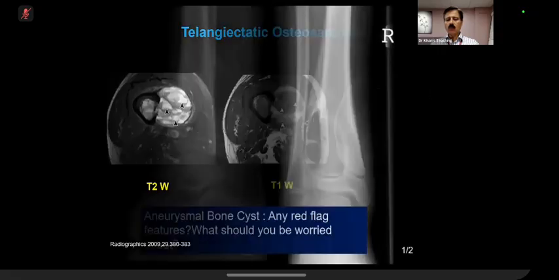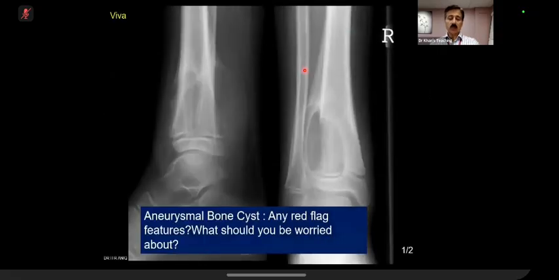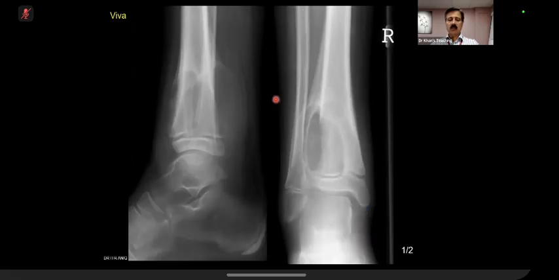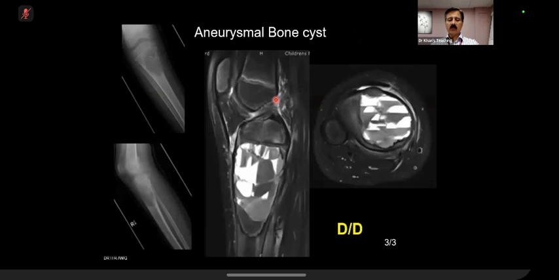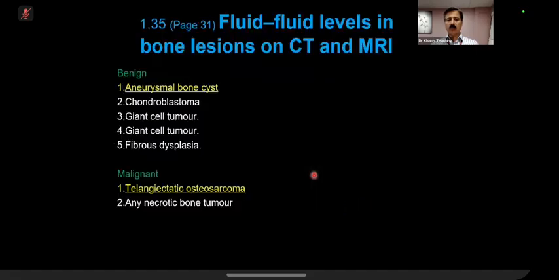But in a 2B world, the case which will come to your exam will be a plain film. And here you have to raise that issue, that I'm worried that it looks like a bubbly lesion, but it has got some aggressive features. Here is an aneurysmal bone cyst, complete 100% fluid levels. We are not worried.